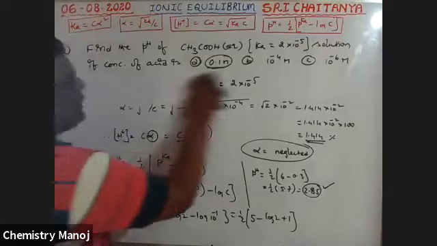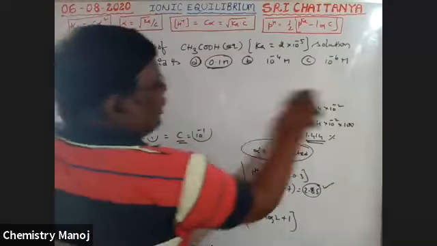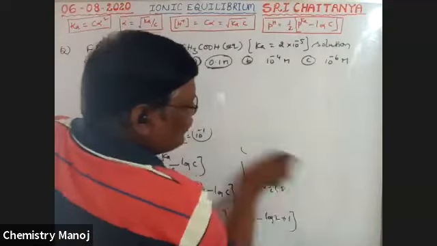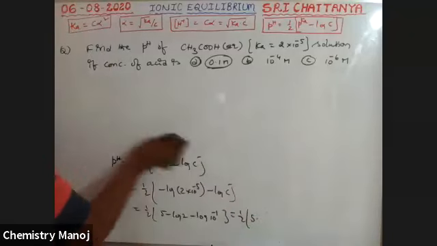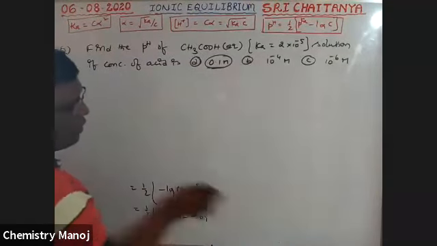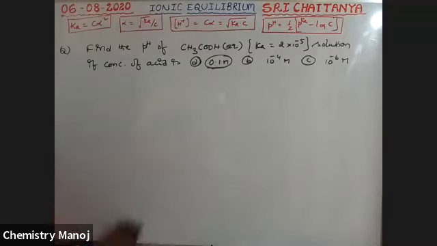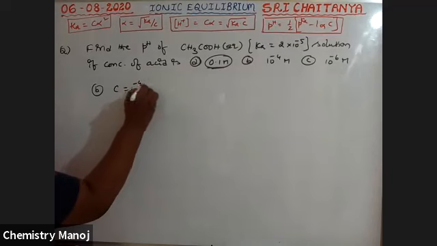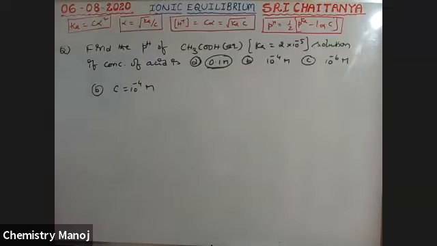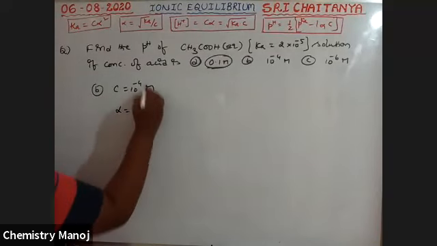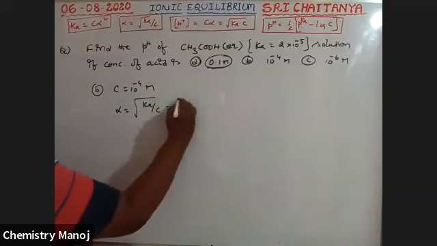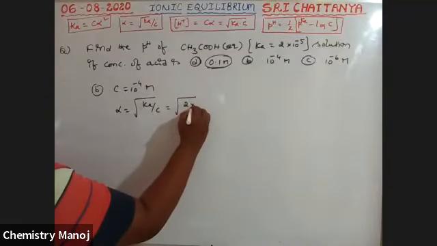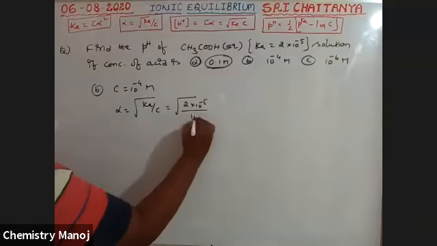Next, second case. Here we will discuss whether alpha can be neglected or not. First of all, I will check it. C is equal to 10 power minus 4 M. So given this, how to calculate alpha? Alpha is equal to under root Ka by C, that is under root of the Ka value, 2 into 10 power minus 5, by the C value 10 power minus 4.